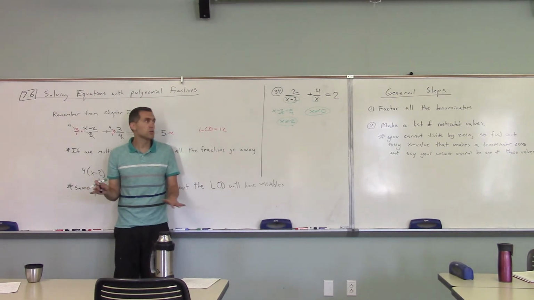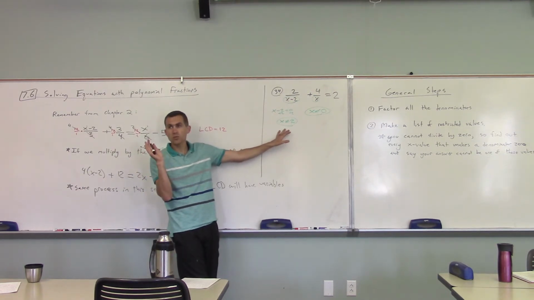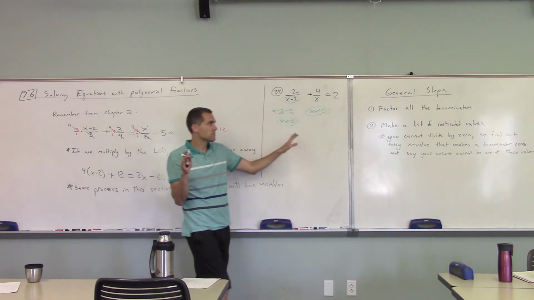If at the end of your problem, you get your answer as x equals 2, you say, nope, that's not possible, so we got no solutions here. We got one answer, and it was on our bad list, so no answer. So that's the new step right here.